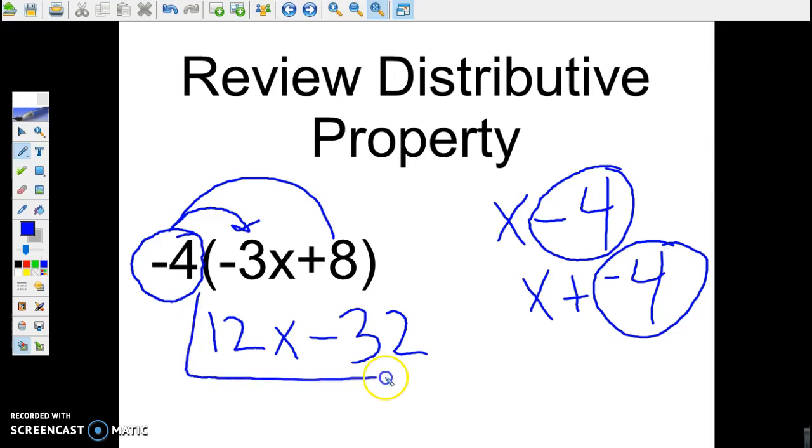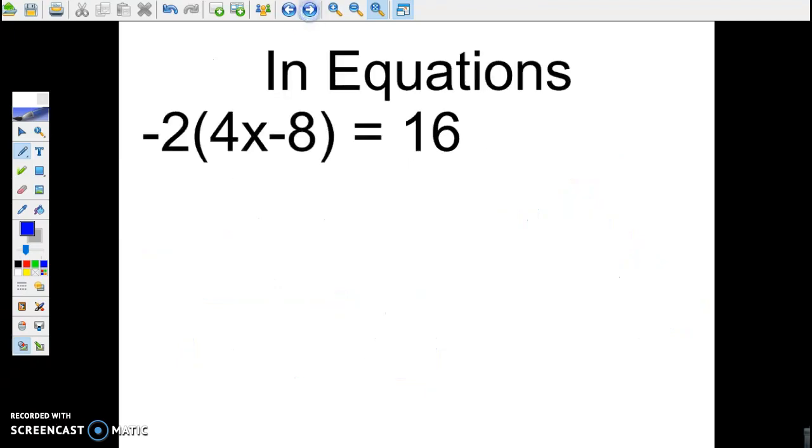So back to this problem, after we've simplified, our final result is just 12x minus 32. There's no equal sign, so we are not solving for the variable x. We are just simplifying the expression.